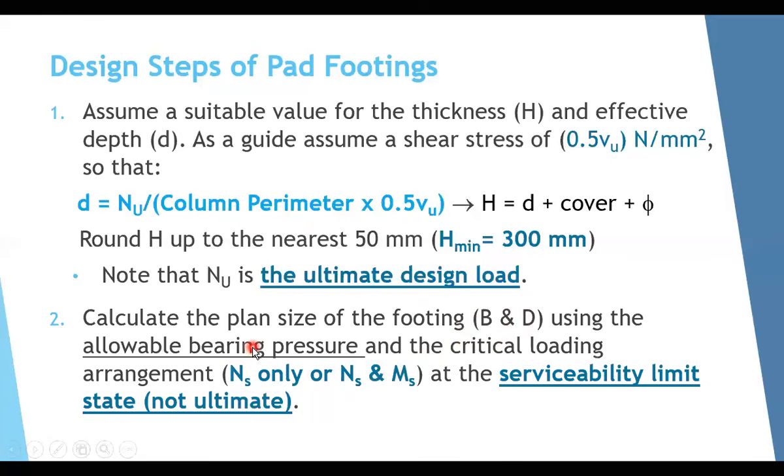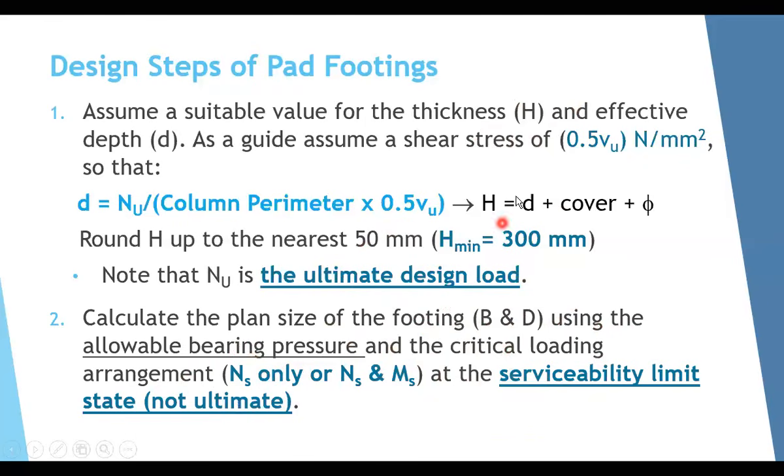And don't forget, you may have different types of loading. It could be only axial load, or it could be axial load and bending moments. So you have to use the critical load arrangement based on the loading on the footing that you are designing. So we first calculate the H at the ultimate using the ultimate design load. Then we move again from the ultimate design load to the service load to calculate the B and D. So don't get confused here. For the H, we use the ultimate. However, for the B and D, we use the load at the service limit state and the allowable bearing pressure of the soil.